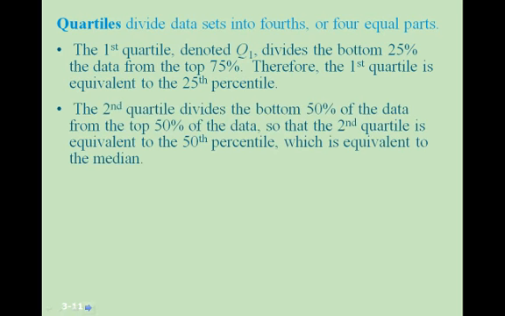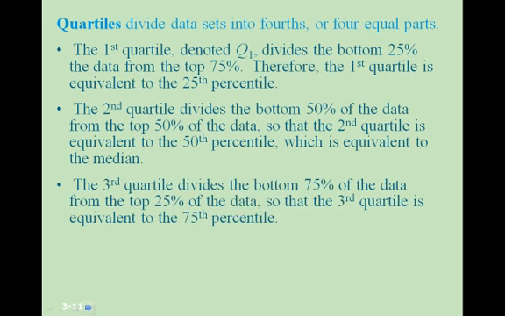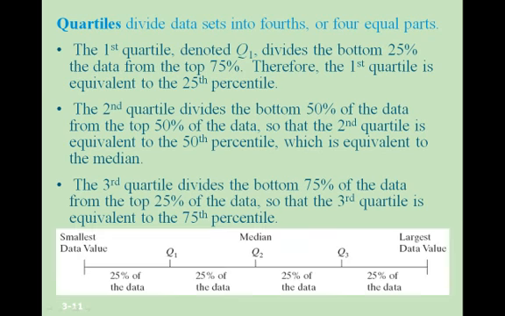The second quartile divides the bottom 50% of the data from the top 50% of the data, so that the second quartile is equivalent to the 50th percentile, which is equivalent to the median. The third quartile divides the bottom 75% of the data from the top 25%, so that the third quartile is equivalent to the 75th percentile. So here we have a visual of where the quartiles fall relative to the data.